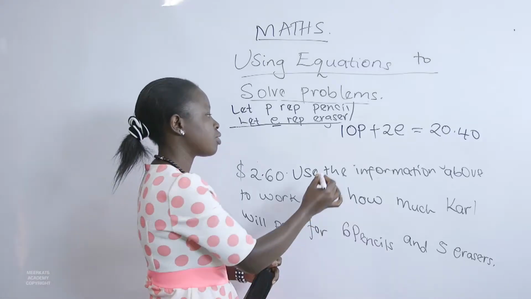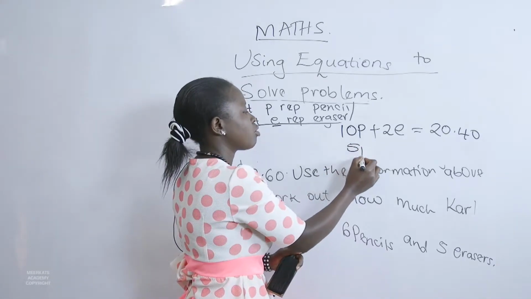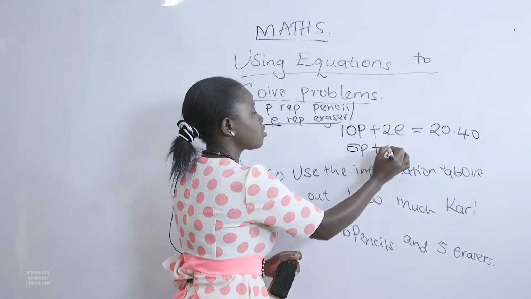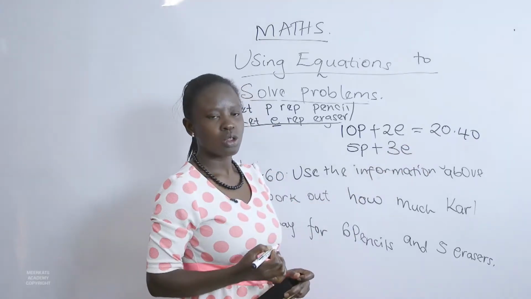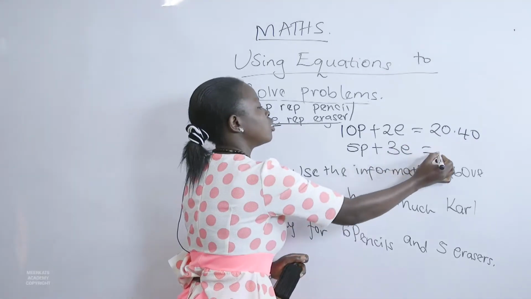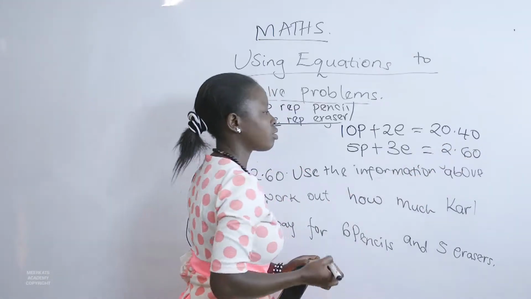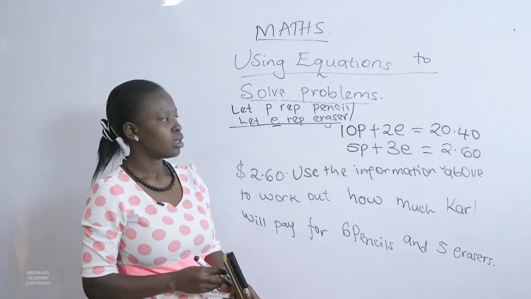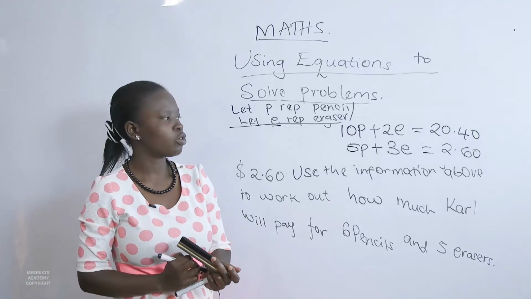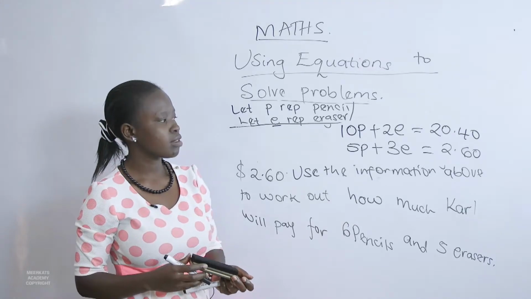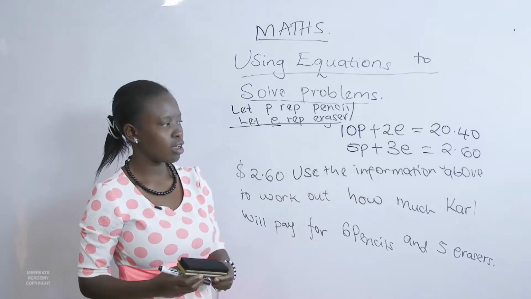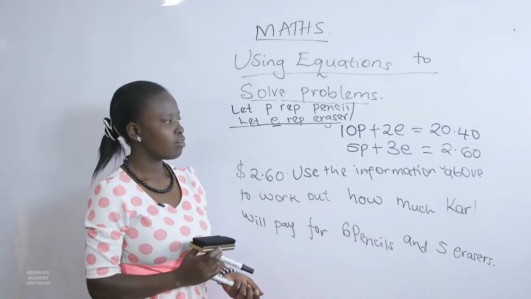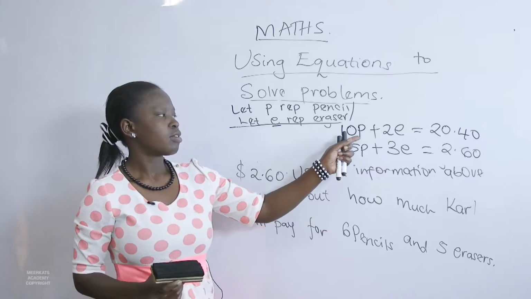5 pencils means a cost of 5p. Then 3 erasers, so plus 3e, should give us a total of $2.60. So 10 pencils plus 2 erasers costs $20.40. 5 pencils plus 3 erasers costs a total of $2.60. So from there, having the 2 equations, this is the first equation.